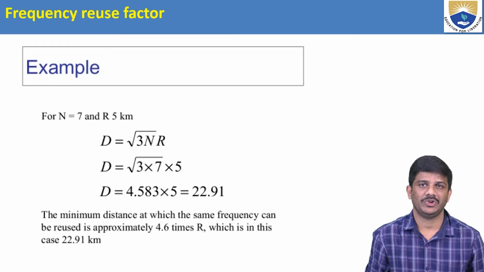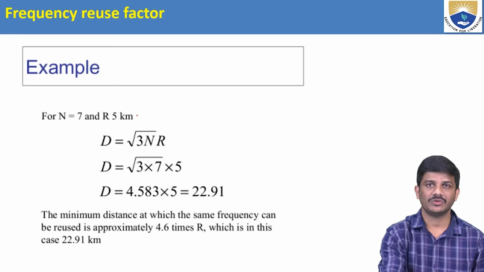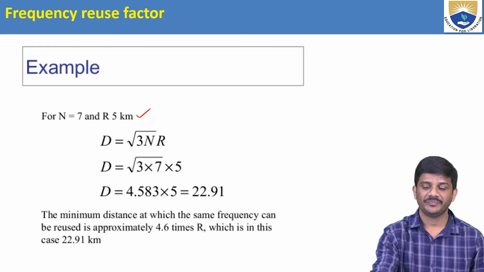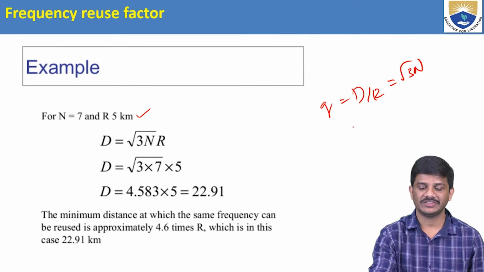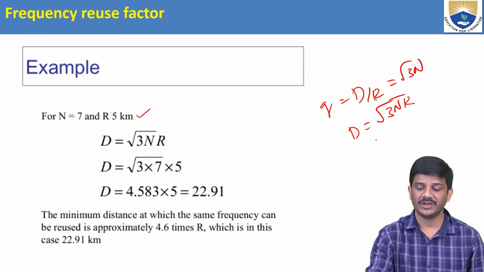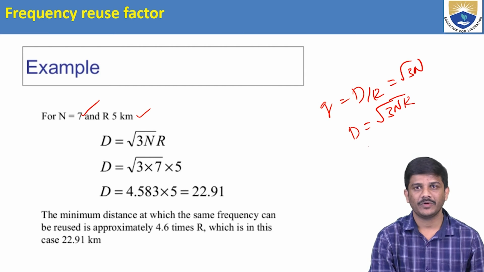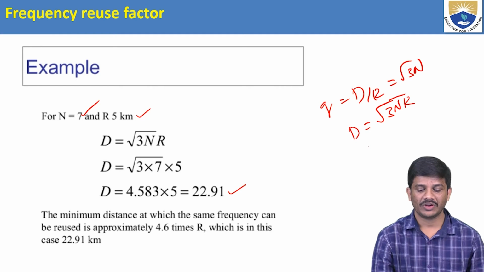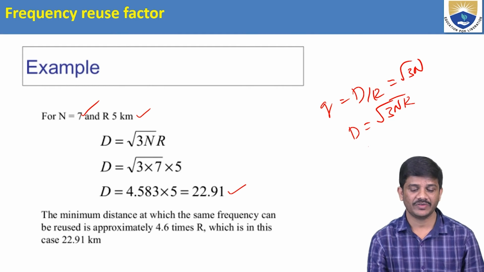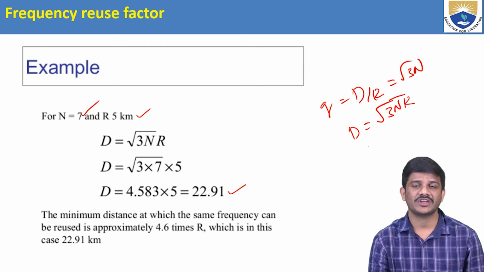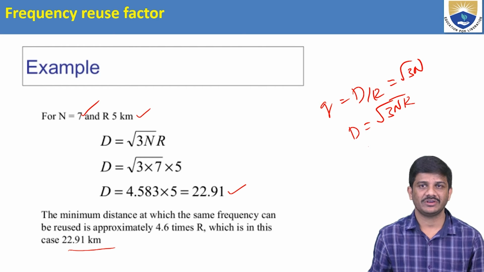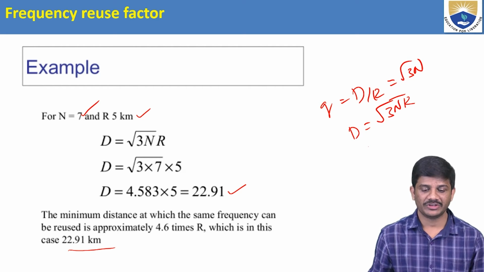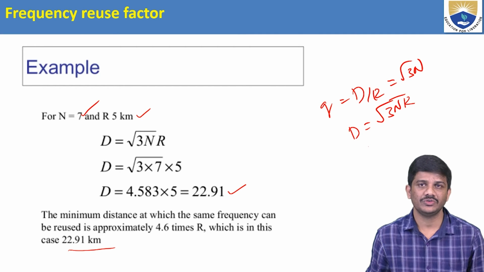Now let's see the example. It is given in the question that N equal to 7 and the radius is 5 kilometers. We know the formula Q equal to D by R, otherwise root 3N. From that, D equal to root 3N into R. Then we substitute the N value, N equal to 7, and we get 22.91. The minimum distance between cells using the same frequency is approximately 4.6 times the radius, which is 22.91 kilometers. Like this we can find out the frequency reuse concept.